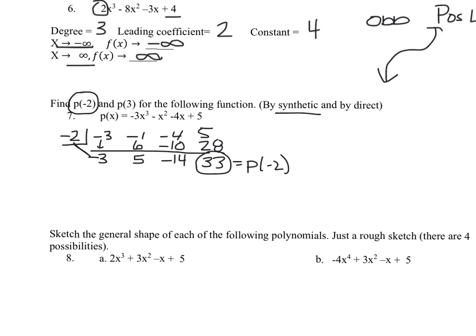To do this directly, we would put negative 2 in for x. You could easily do this on your calculator. Should also get 33.